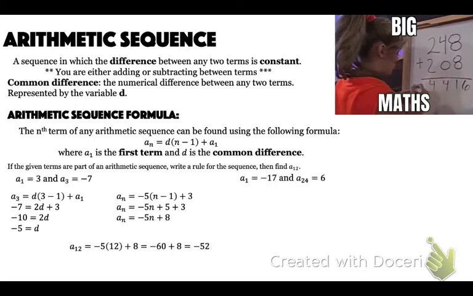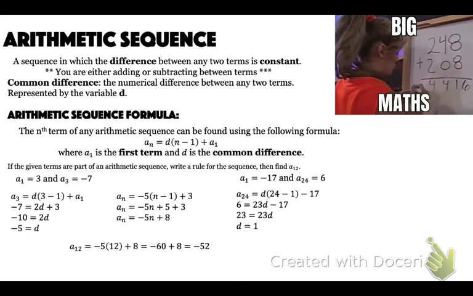Let's do one more. If I'm given a sub 1 equals negative 17 and a sub 24 equals 6, I'm going to do a sub 24 equals d times 24 minus 1, minus 17. Let me back up for a second. This would have been our a sub 1, which we knew was negative 17. And then a sub 24 is 6. So 6 equals 24d minus 17. Add the 17 over, and you get 23 equals 23d. Divide by 23, so you get d equals 1.